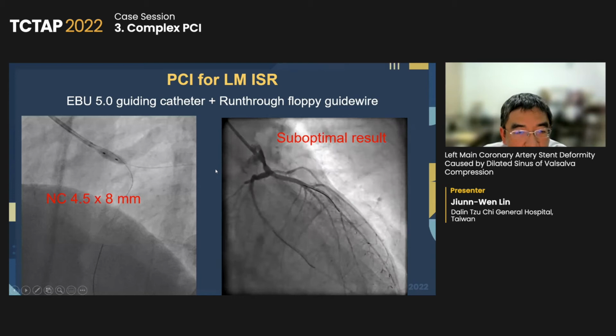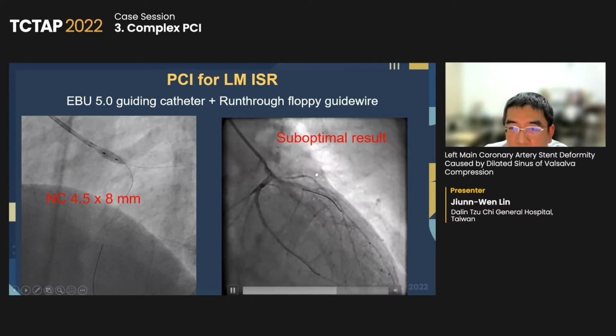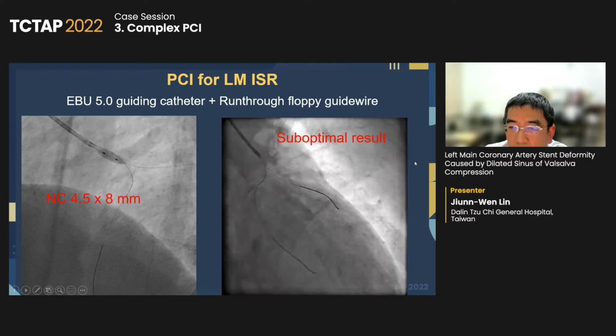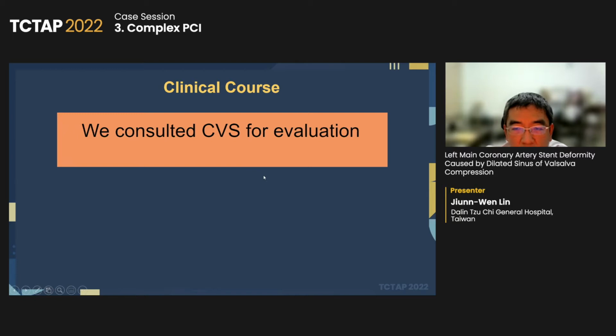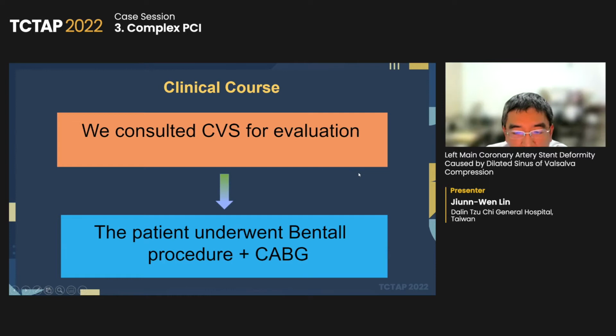We repeated NC balloon dilatation for the left main ISR region, but could not get a satisfactory result. We had no choice but to consult a CVS doctor for surgical intervention. Finally, the patient underwent a Bentall procedure and concomitant CABG with an uneventful post-op course.